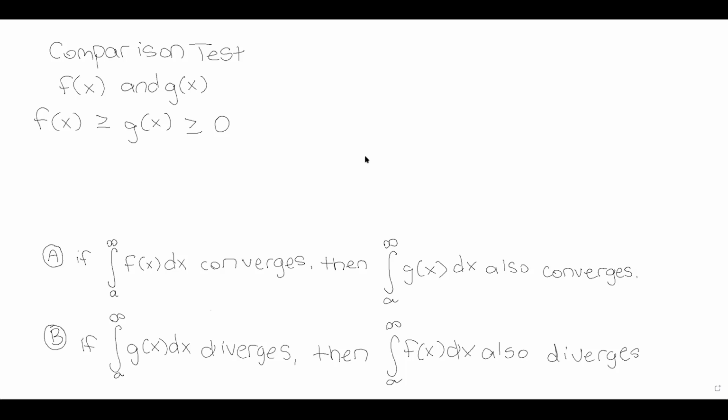All right, let's try something else. This time, let's actually apply it to an integral. Let's take the integral going from 2 to infinity of cosine squared of x divided by x squared dx. Our question is, does this converge or does it diverge?